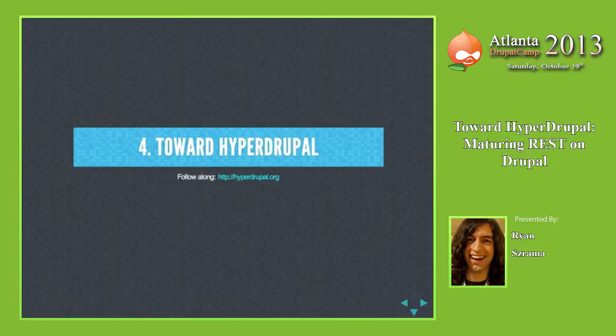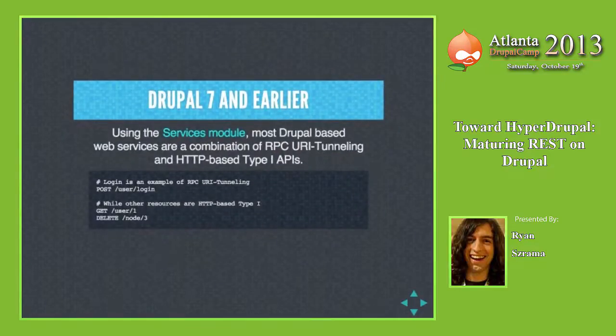Great. So let's talk about how people have been building REST APIs on Drupal. With Drupal 7 and earlier, people are using the services module to create a combination of RPC URI tunneling and HTTP-based APIs. What I mean by that is, like I just said, people would typically use POST to user/login to create a shared session between the client and the server for communicating with your Drupal-based REST server. And that's an example of RPC URI tunneling.